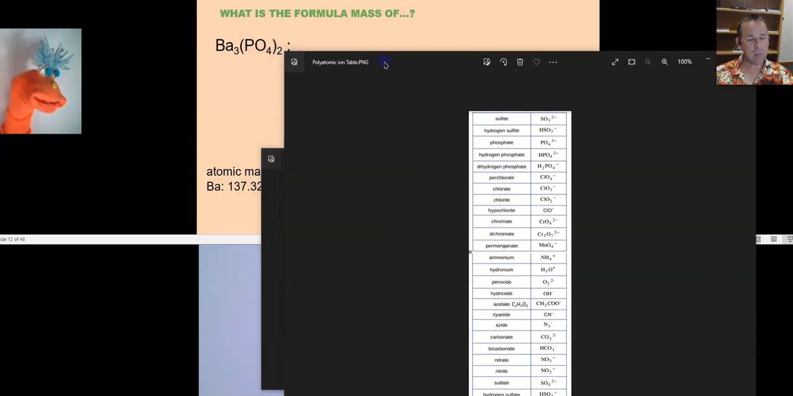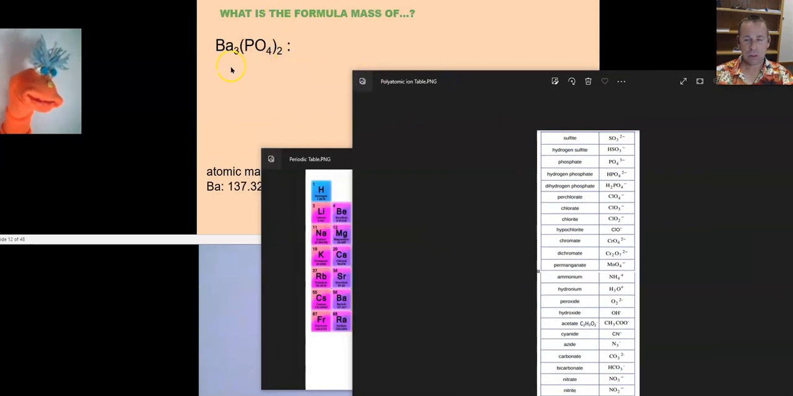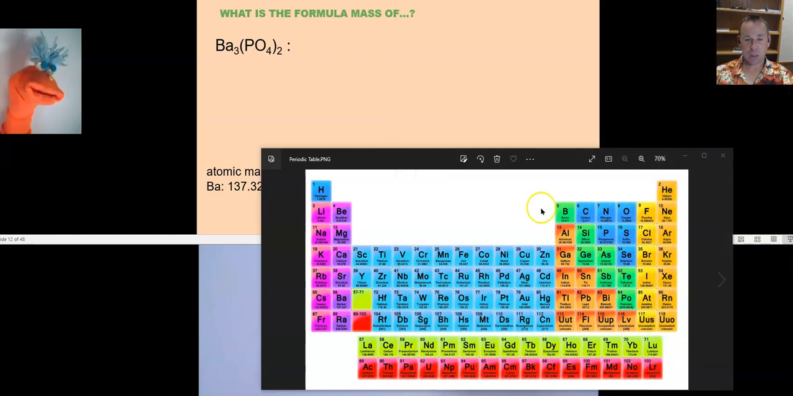So if you forget the name, or even if you just use it, anytime you see a polyatomic ion, remember we made a promise that every time we see one, we would bring out our polyatomic ion chart to remember the name. It's phosphate. Very good. So this compound's name is barium phosphate.